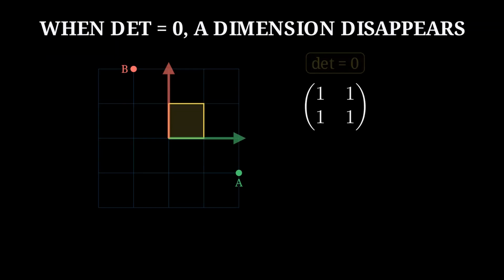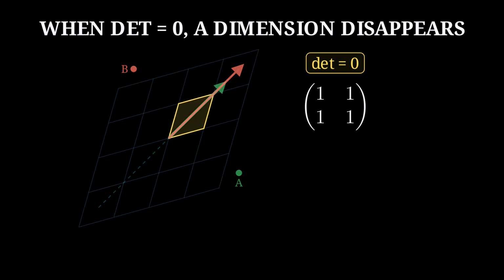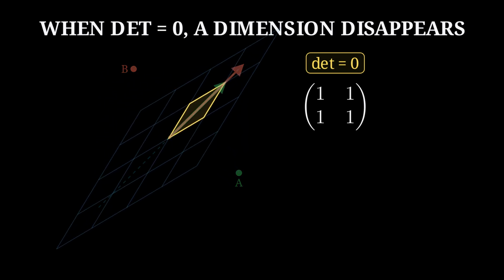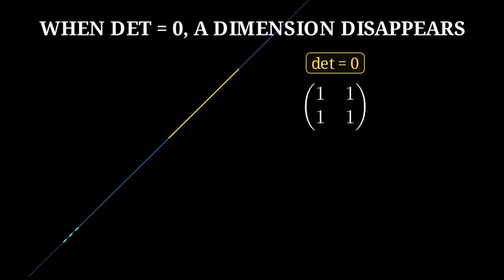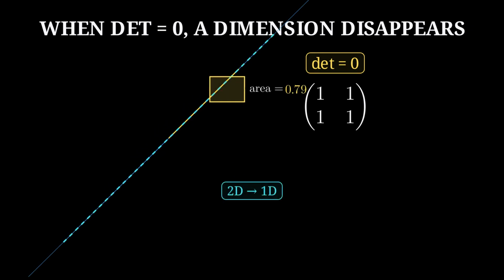Now change the matrix so its 2 columns point in the same direction. The determinant becomes 0. Watch what 0 means geometrically. The square flattens, the grid collapses, and the entire plane becomes 1 line. 2 dimensions have been compressed into 1. Area is not merely smaller. Every transformed area is exactly 0.